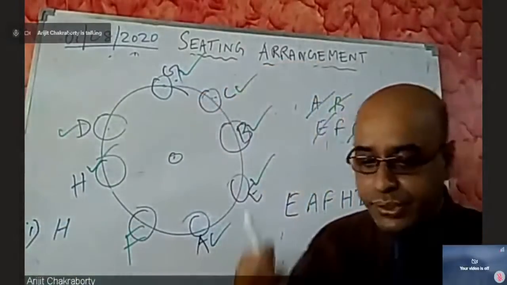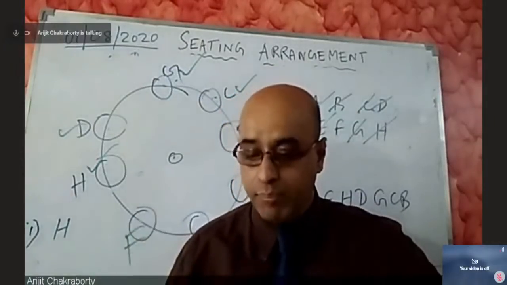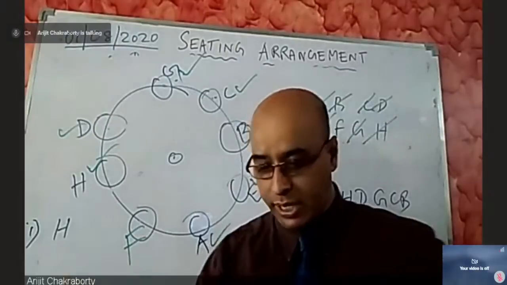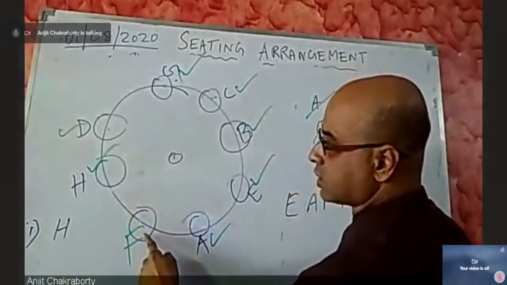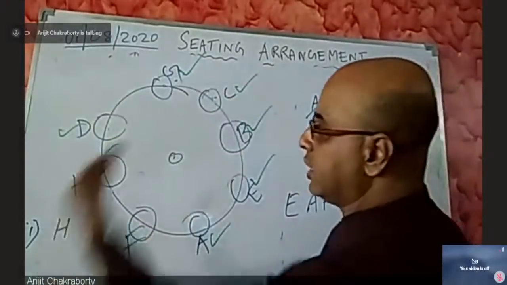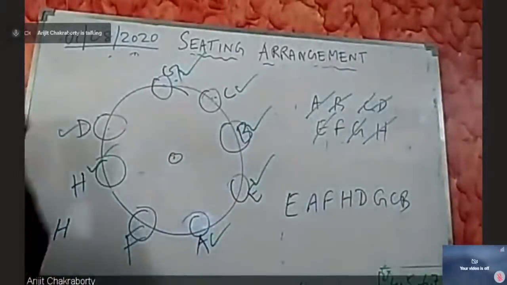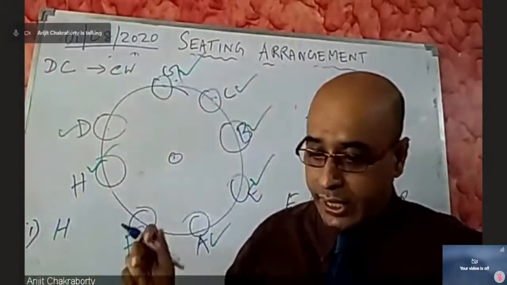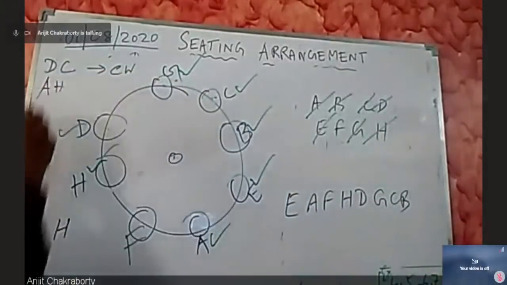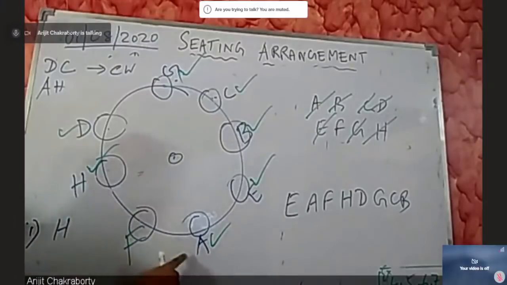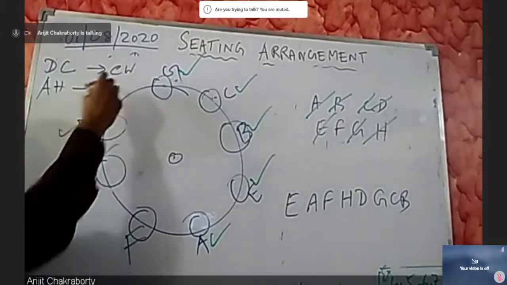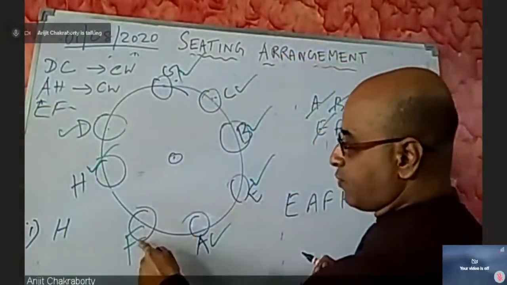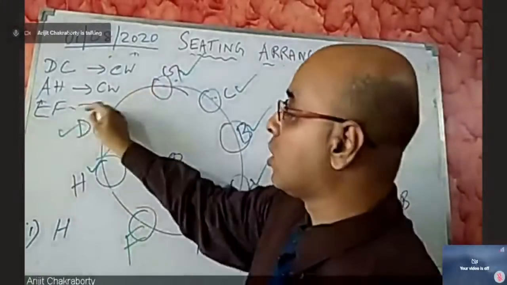Second question. 3 of the following 4 are alike in a certain way based on the information given. Which is the odd man out? Now they have given 4 pairs. First is DC, D and C. That means a clockwise movement. So I am writing here, the first one is D and C, CW, clockwise. Second is AH. A is here and H is here. So AH, again clockwise. The third pair is EF. E is here and F is here. Again clockwise. So it is also clockwise.